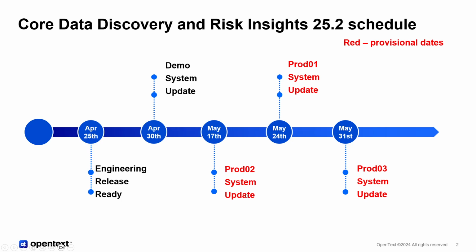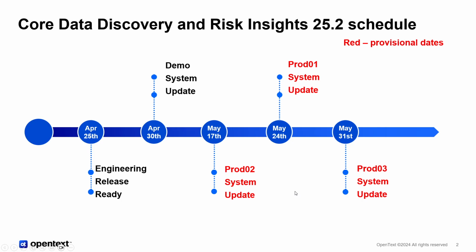So, as usual, let's start with the schedule. This is the second quarter release of the year. It's on schedule, came out of engineering late in April, and the demo system has been updated. The production systems will be updated through the month of May. These are, as always, provisional dates. These are the things that we have planned for our production customers. I would recommend you'll get an email once the formalized date has been firmed up.